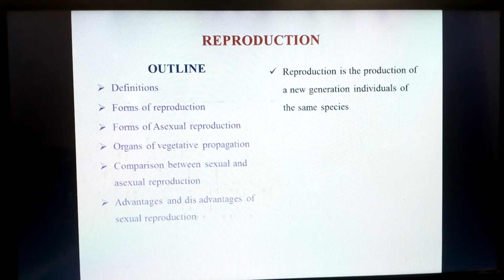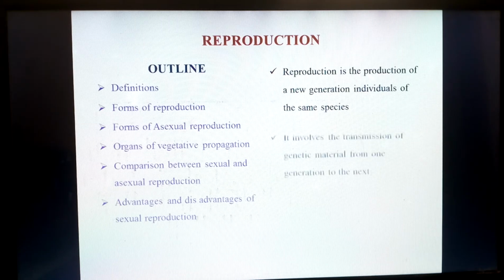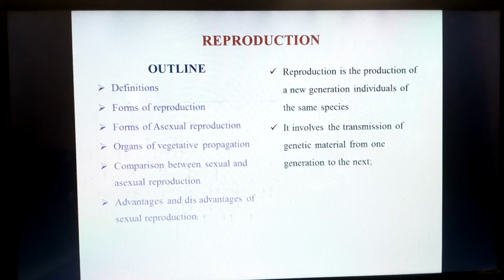So to begin with is the definition of reproduction. Here we are looking at formation or production of a new generation of individuals of the same species. Remember that for organisms to reproduce, they must be from the same species, and that's how they will be able to interbreed and produce viable offsprings. So introduction or formation of a new generation is all we are going to look at when it comes to the definition of reproduction.